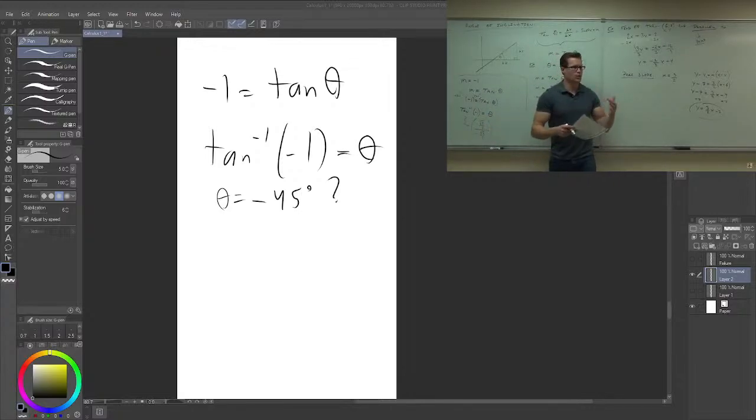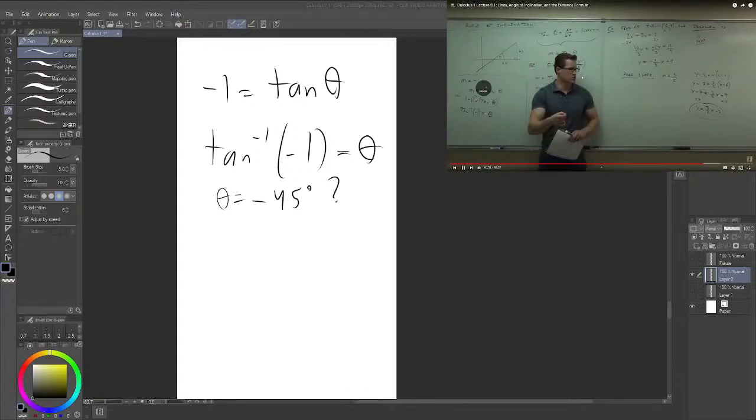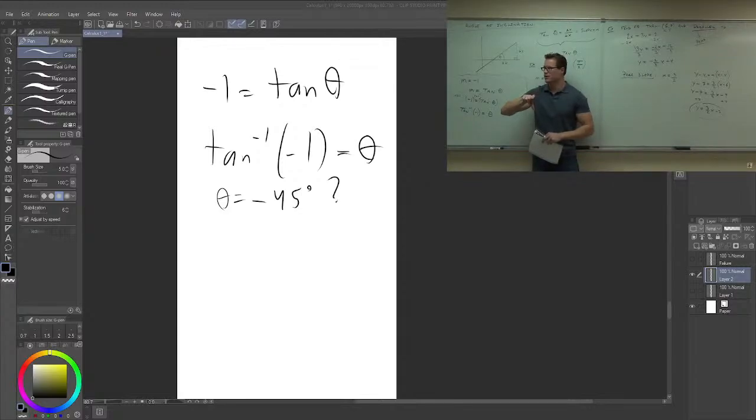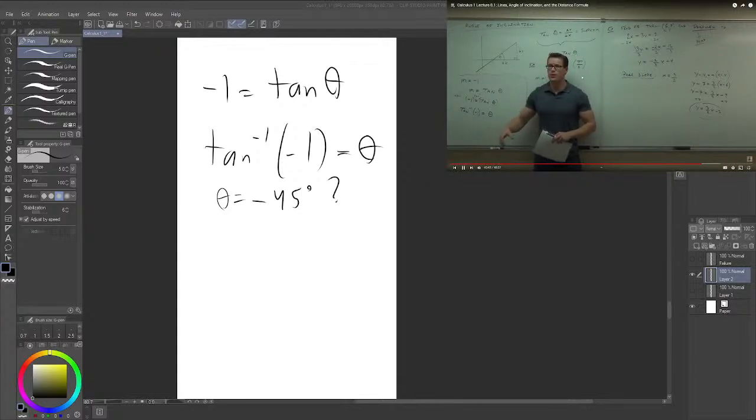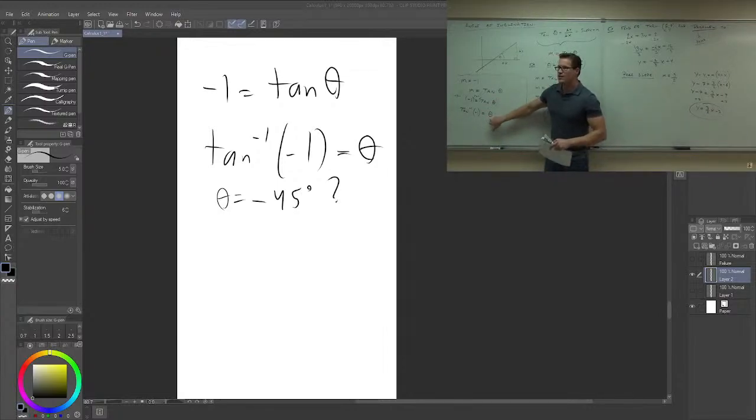Tangent is sine over cosine, right? So you look at your unit circle. It's kind of a backwards way of looking at it. It's saying, find me the angle that, when I take the tangent of it, gives me the value of negative 1. Do you understand the question there? It basically goes down to looking at the unit circle and finding where sine and cosine are the same but have different signs, because you know tangent is sine over cosine, right?